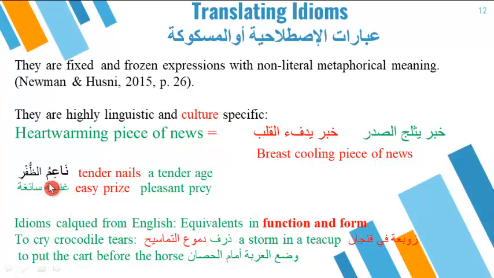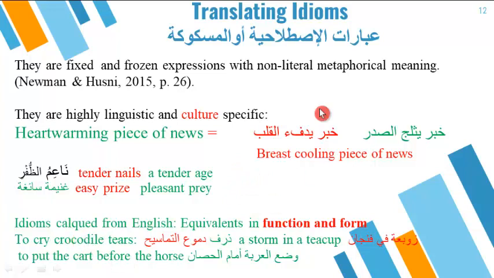Other examples such as ناعم الظفر, which means tender nails, but this is not going to be much accepted by English speaking people. Otherwise you should say in a tender age, or a person of a tender age. It means that he's still young.